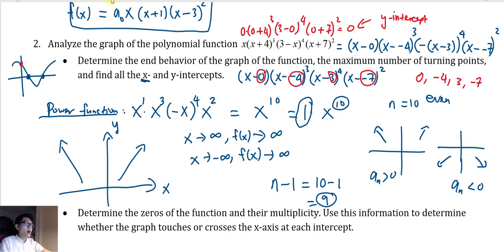And you can also write the x-intercepts as ordered pairs. 0, that means 0, 0. Minus 4, that means minus 4 and then 0. 3, that means 3 and then 0. Minus 7, that means minus 7 and 0. And then the y-intercept 0, that equals 0, 0.